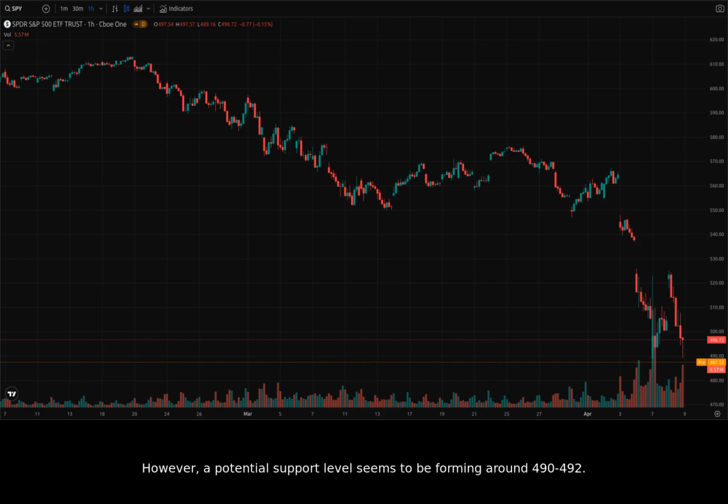However, a potential support level seems to be forming around 490 to 492. If we break below that level, expect further downside. The next major support level could be found near the lows of March 2025.